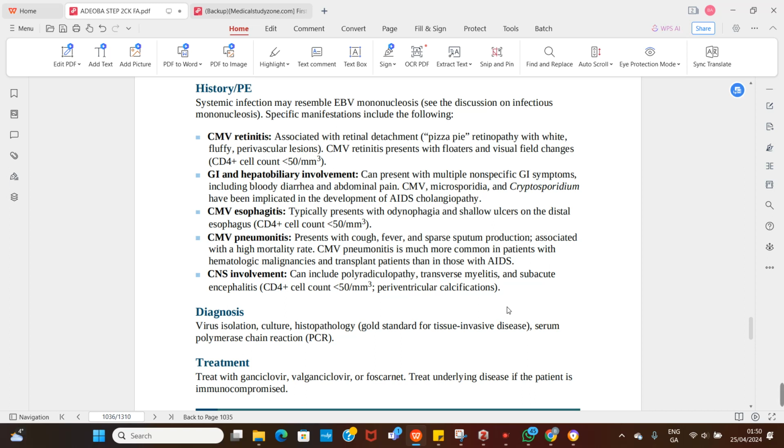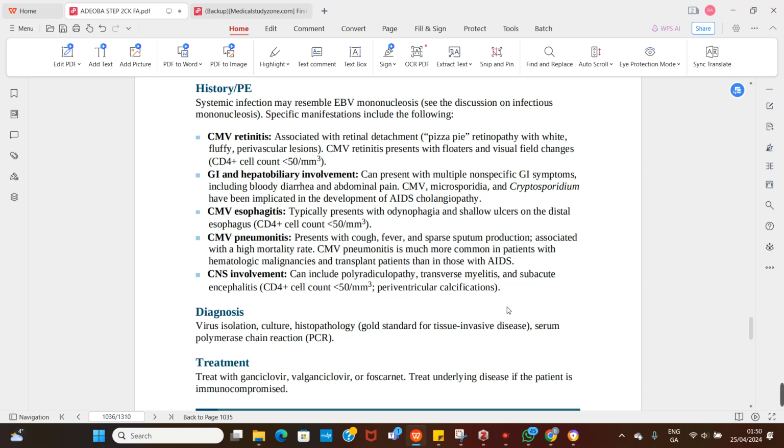So we should also remember the CREEP for CMV. So the C is colitis. We don't have the colitis here, but it's important we remember colitis with respect to CMV. It's already here. They said GI and hepatobiliary involvement. So people with CMV can have GI and hepatobiliary involvement. Okay, let me start from the first so that we can follow through.